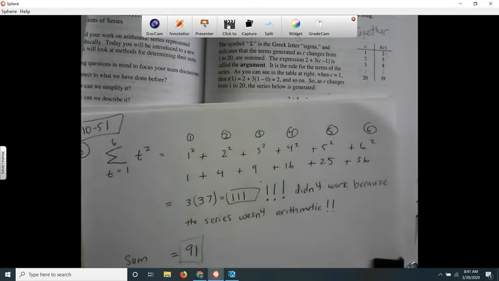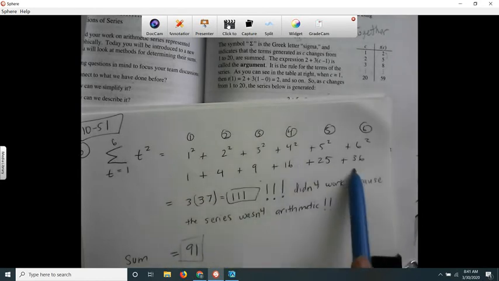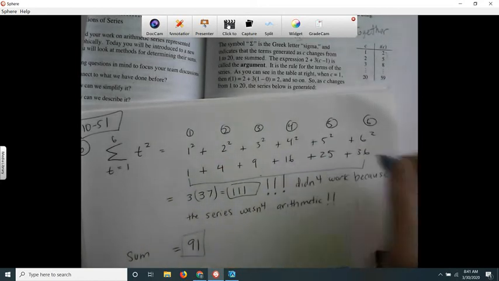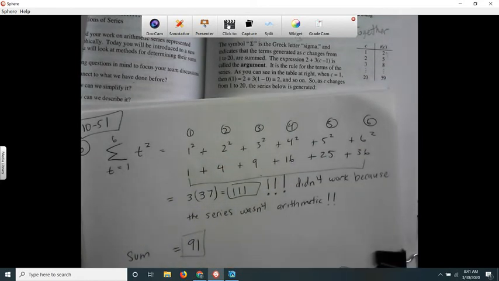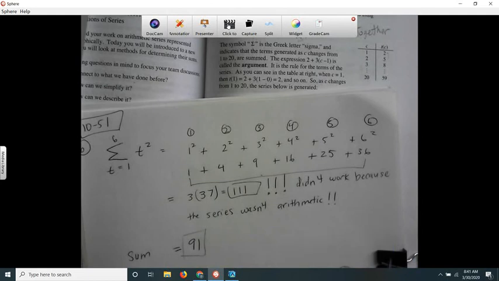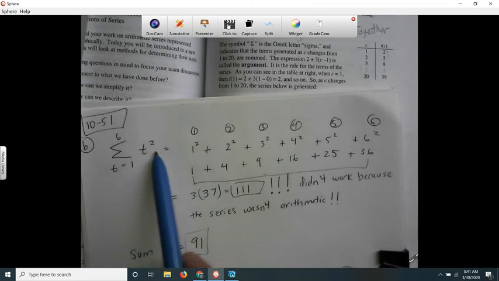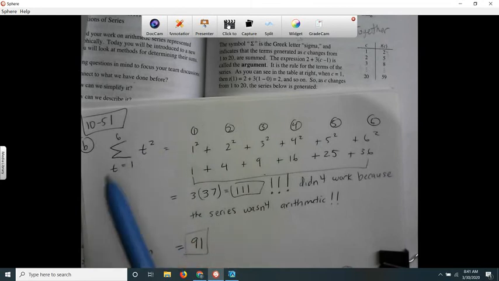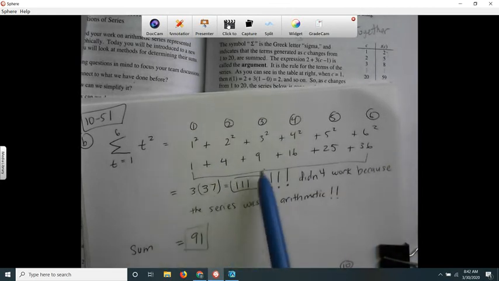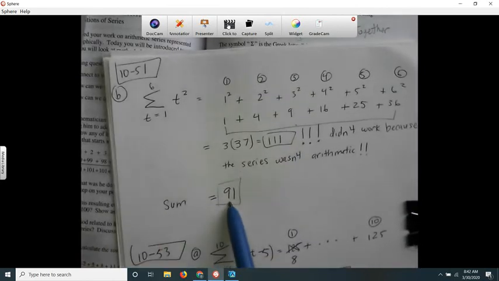And then I wanted to sum it up, so I was too lazy to get out my calculator, and I just took the first term and the last term, and I got 37, and I knew that there was 3 pairs, and I went 37 times 3, and it didn't work. Why didn't it work? Because there's some series in the world that are arithmetic. Is that a y equals mx plus b? No, that is not a linear function. So just on this one, you just have to use your calculator. You have to go 1 plus 4 is 5 plus 9 plus 16, and you'll actually get 91.